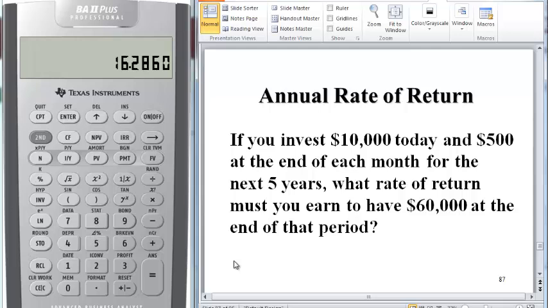6.2860. If I invest $10,000 today and $500 at the end of each month for the next 5 years, what rate of return must I earn to have $60,000 at the end of that period? Why don't you stop the recording right here and practice this? This is a tough problem. So practice it and see if you can get it correct.